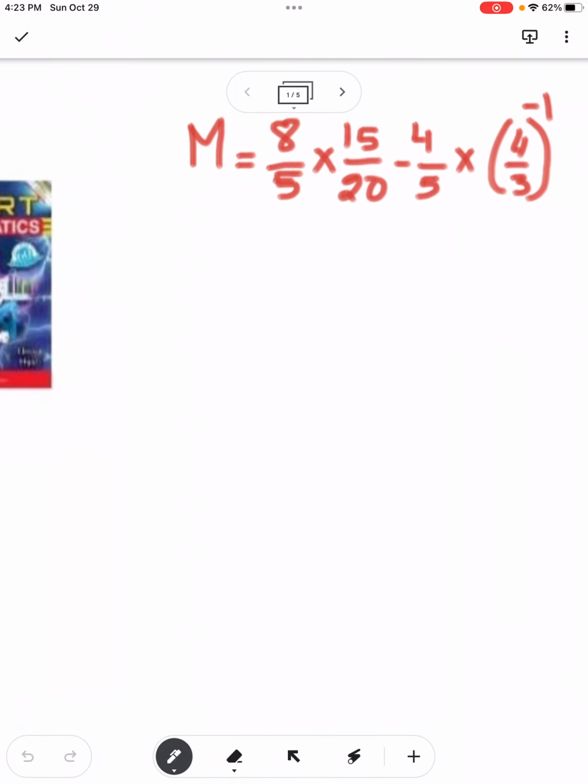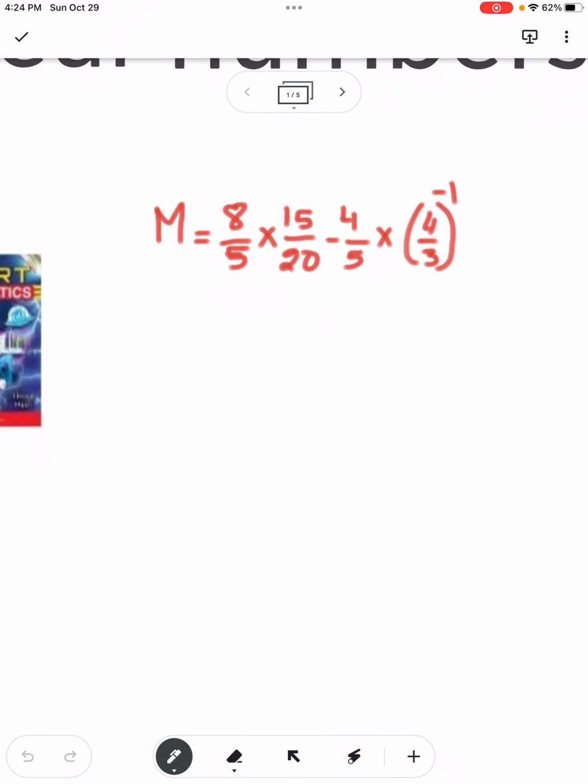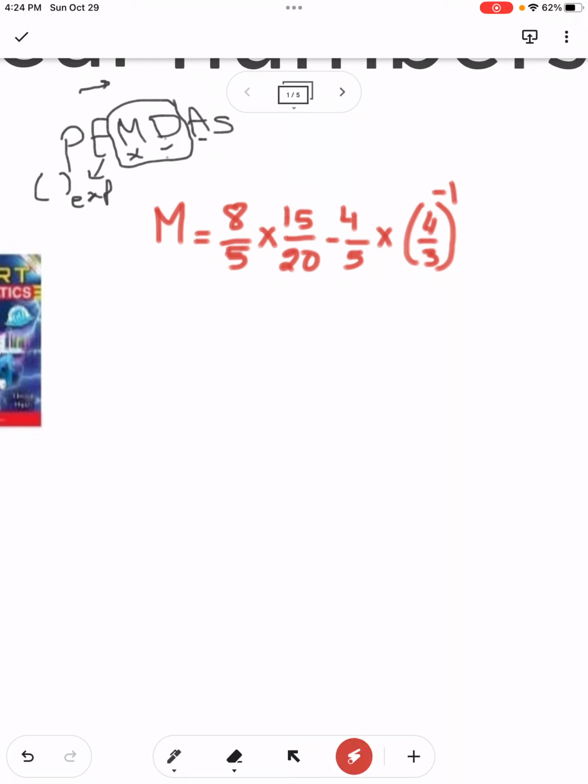This is M. To start solving, I know that according to the PEMDAS rule, during calculation, the priority goes to parentheses, to solve them first, then exponent. After that, multiplication and division, they have the same priority. So if they are found in the same expression, I have to start from left to right, and then addition and subtraction.